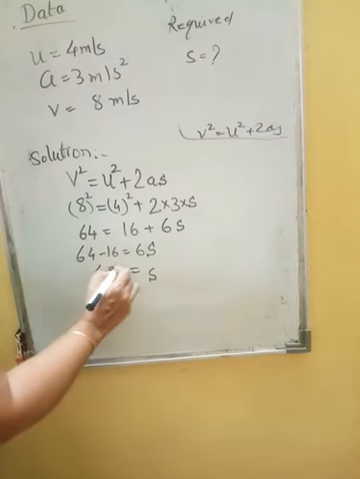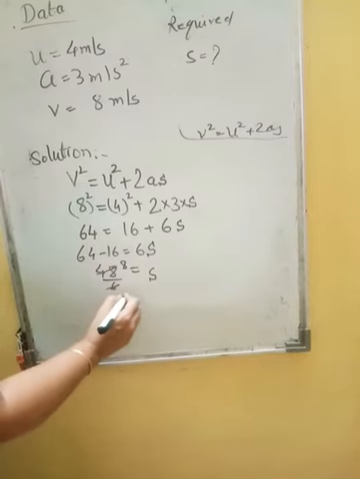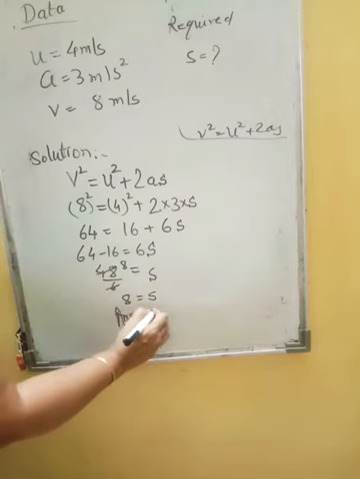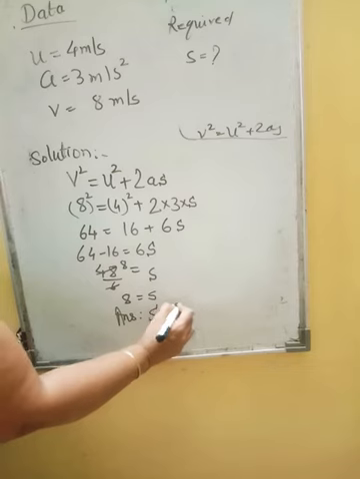So now 8 6s are 48. You got s is equal to... how s? 8 6s are 48. Answer s is equal to 8 meter.